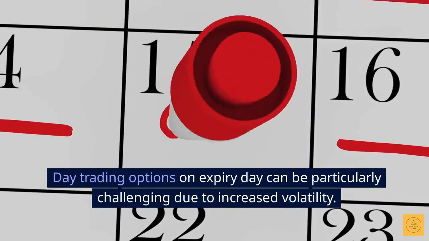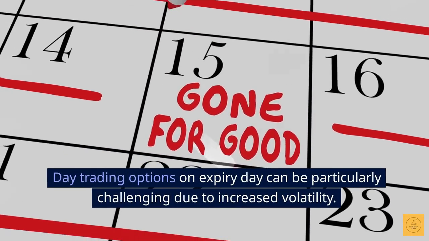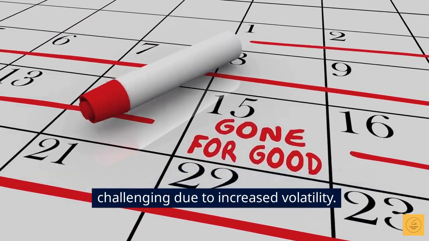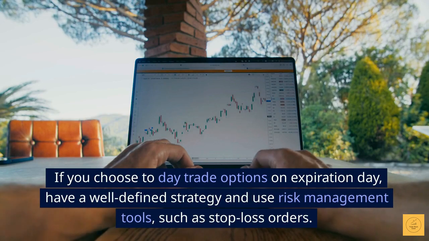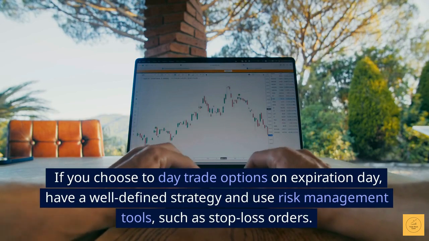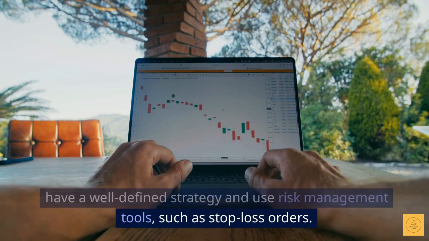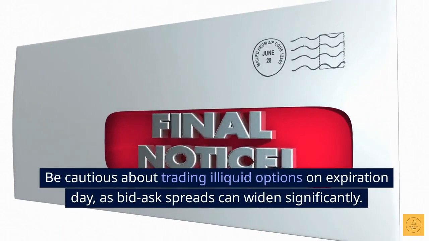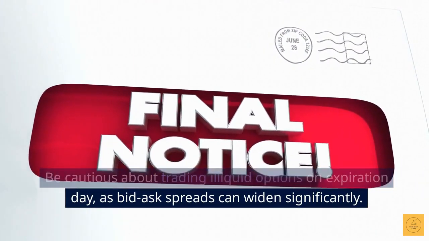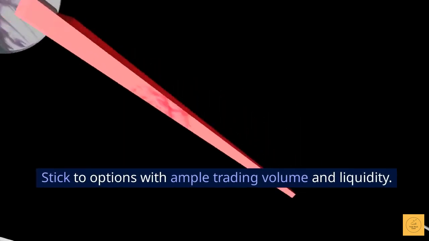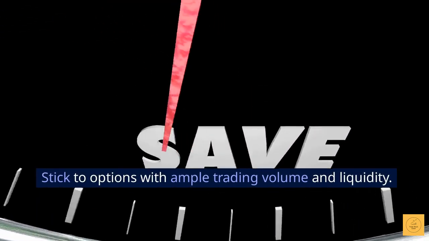Day trading options on expiry day can be particularly challenging due to increased volatility. If you choose to day trade options on expiration day, have a well-defined strategy and use risk management tools, such as stop-loss orders. Liquidity. Be cautious about trading illiquid options on expiration day, as bid-ask spreads can widen significantly. Stick to options with ample trading volume and liquidity.